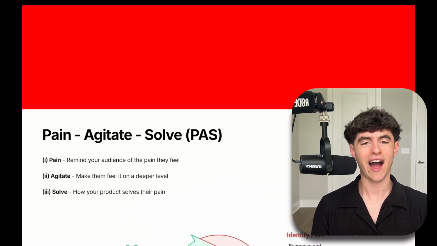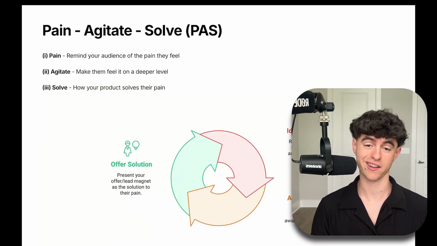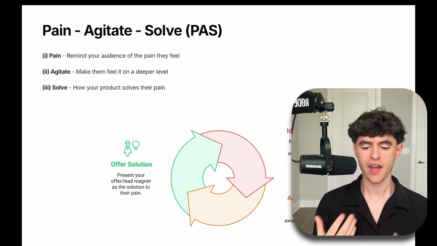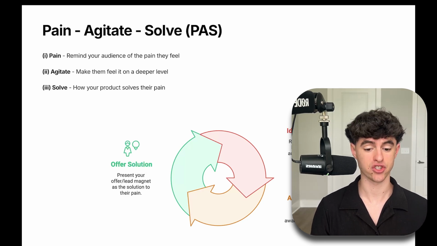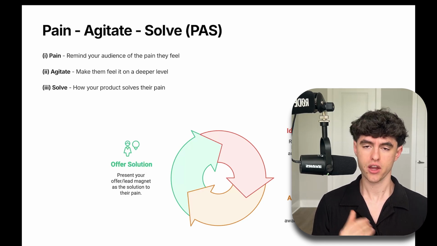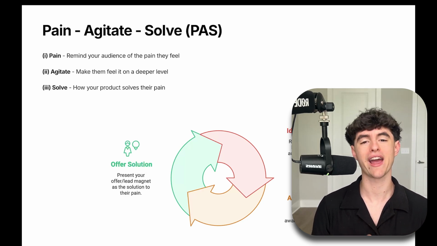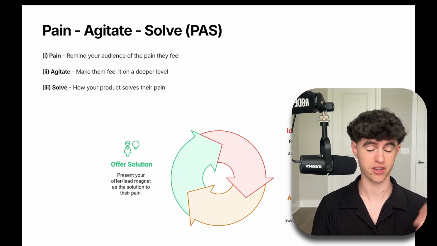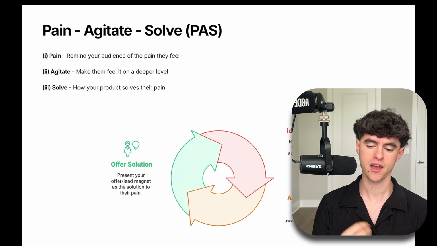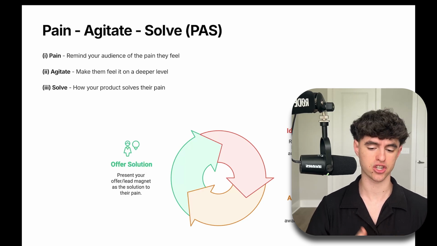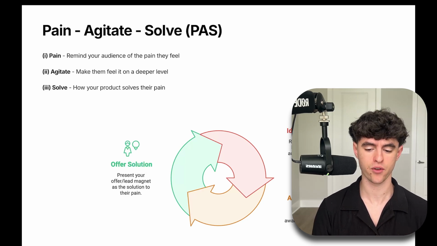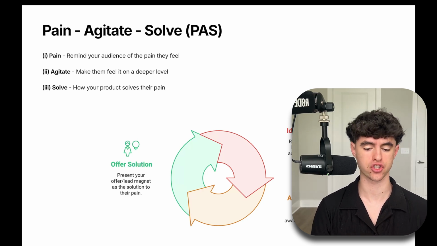So the high-performing formats that I find work best for my clients, there's a couple. And the first one is the pain, agitate, solve, or the PAS system. The goal in the first part is to introduce the pain, remind your audience of the pain they feel. You can do this in the hook or the intro of the body. Then you're gonna agitate, essentially make them feel it on a deeper level. And then finally, solving the pain, so how your product actually solves their pain.